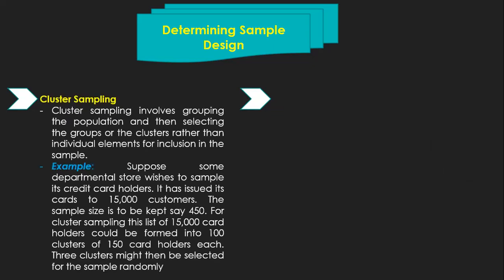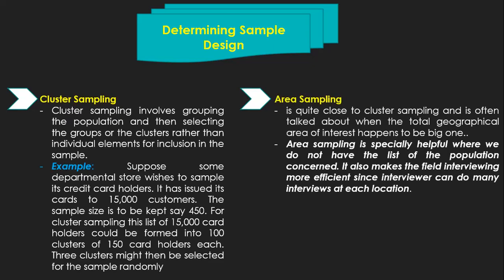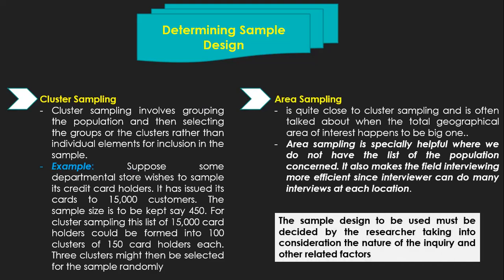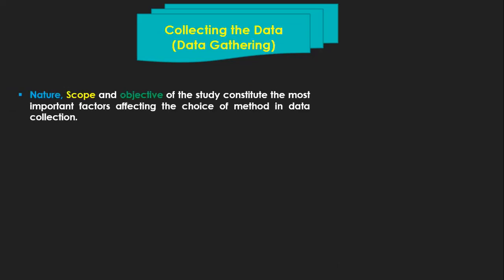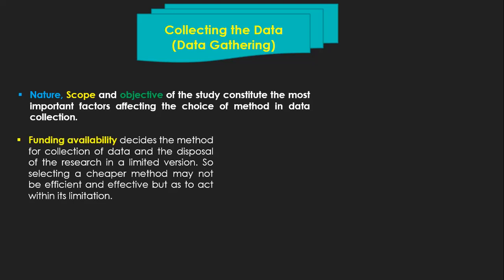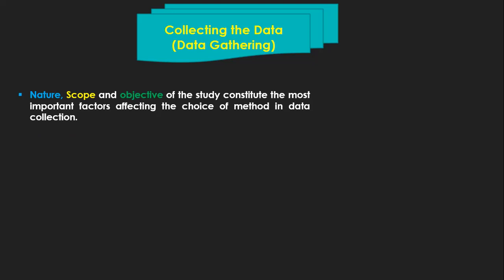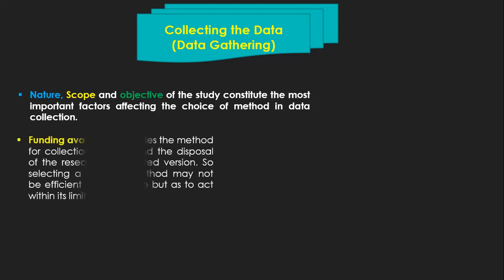There are other types like clustering, there are also area sampling, and so on. Okay, that's how they just differ according to their uses, based on the definition. In collecting the data, the nature, scope, and objective of the study constitute the most important factors affecting the choice of method in data collection. Again, nature, scope, and objective. Okay? Di ka makakolekta og data kung dili mo i-consider ang imong scope o objective sa imong study.